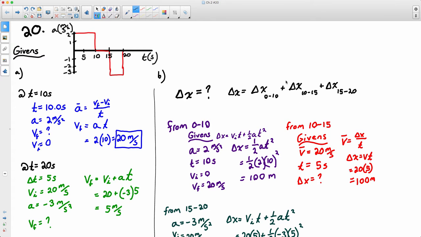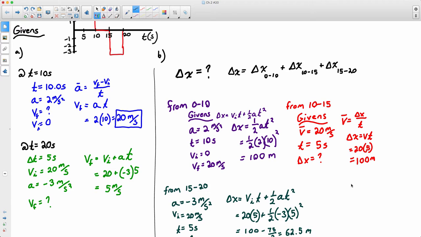Okay, now if we go to this section right here, from 10 to 15 seconds. Well, this one's easy because there's no acceleration. So this is just a constant velocity. So we know that it's moving at 20 meters a second because at this point it was 20 meters a second and there's no acceleration. So it stays 20 meters a second. And time was 5 seconds. So then I'm going to use the formula for constant velocity. Velocity is equal to displacement over time. And then I just solve for my displacement, and I get 20 times 5, which is 100.